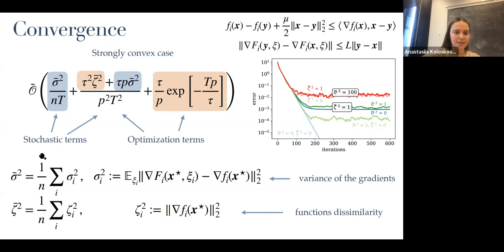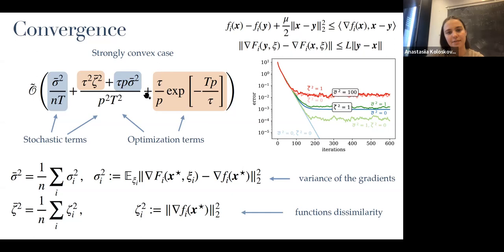Okay, and so what we can see here is that there are three terms in this convergence rate. This convergence rate tells how small your function would be after T iterations of the algorithm, where big T is the number of iterations. First, we have the stochastic noise term, sigma squared divided by the number of nodes N and T, where the stochastic noise is divided by N. We have it in all these mini-batch SGD algorithms. Next, we have this middle term, and it depends also on stochastic noise, but also on the function dissimilarity and on the graph topology, or the mixing property of the graph, p.